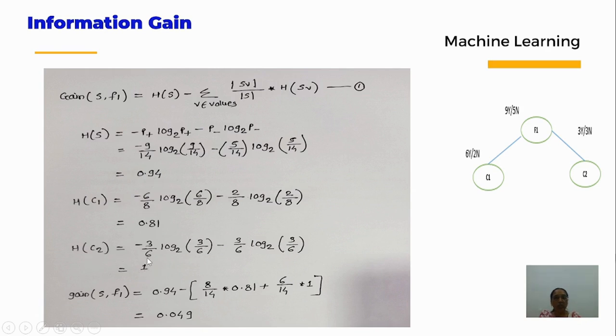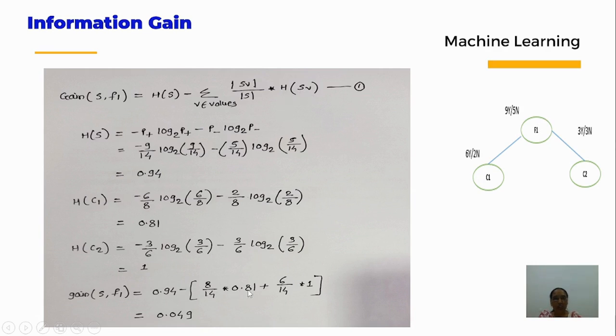So now we simply put these values into the information gain formula, that is in equation number 1. So here you can see gain of S of F1 is equal to root node entropy, that is 0.94, minus S of V. Here S of V is nothing but the remaining samples in our categories after split. After splitting F1, we are reaching at this C1, and the remaining samples in our data set are 8. So that's why 8 by 14, that is the total. So here S of V is the remaining one, that is 6 plus 2 is 8, and S means total samples. So that's why 14 into H of SV.